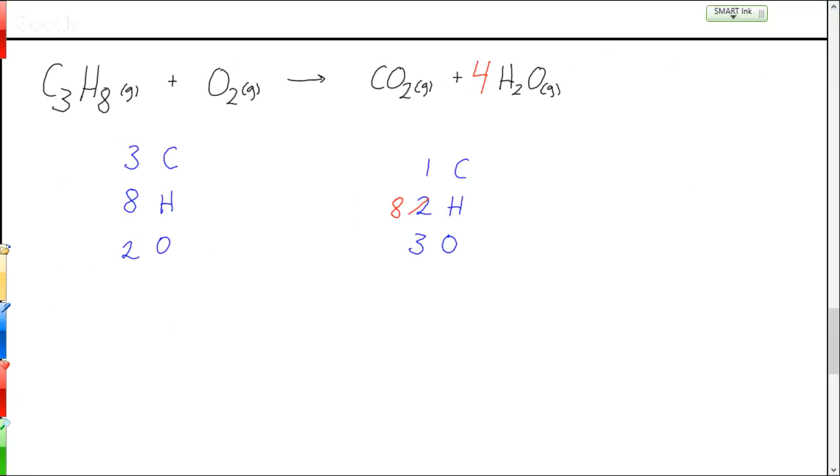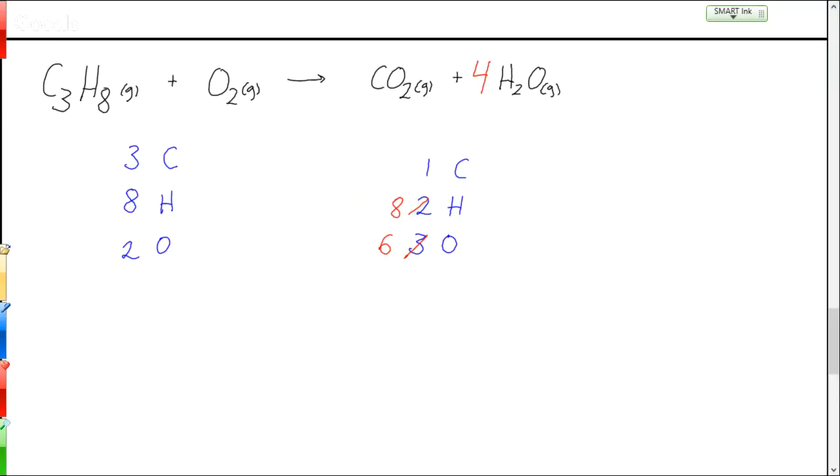And then the other thing to always remember is whenever you change a coefficient, make sure you update the totals for every atom, not just the one that you're working on. So now we balance the H's, but we also changed our count of oxygen in doing that when we put that 4 in there. So now instead of 3 oxygens, we have 6, right? 6, yeah. 2 from the CO2 and 4 from the 4 waters.